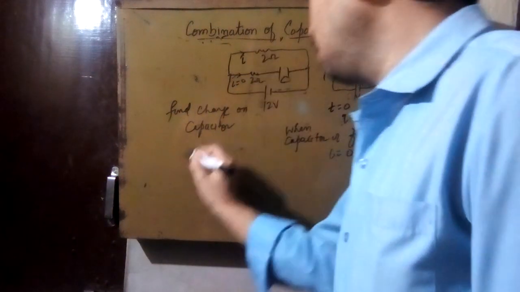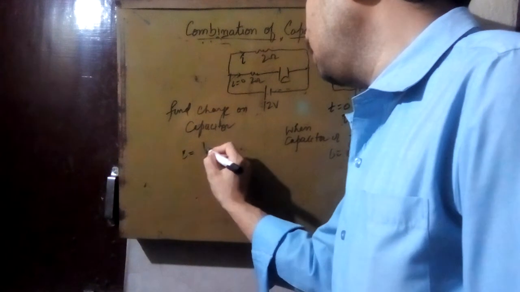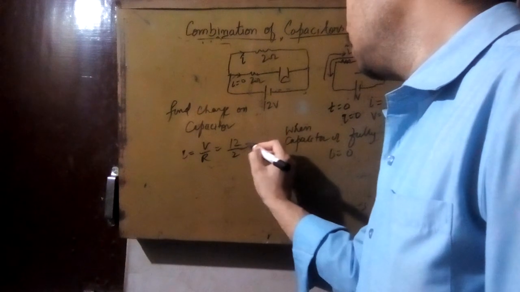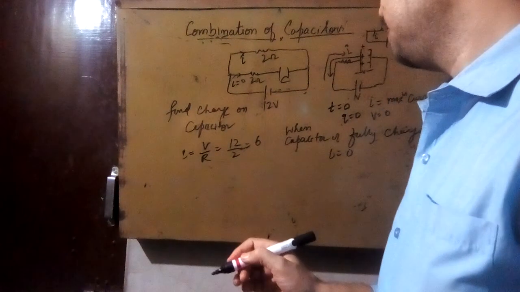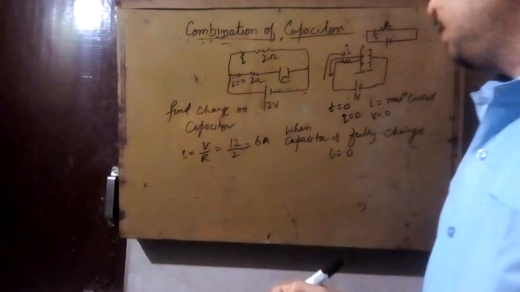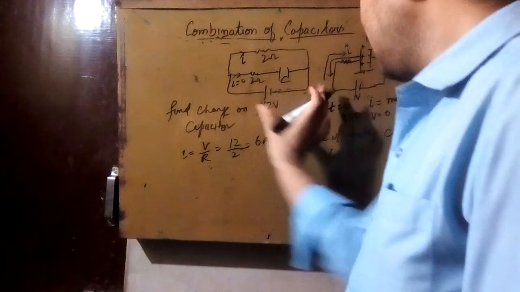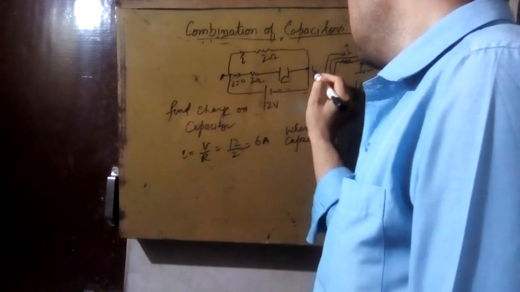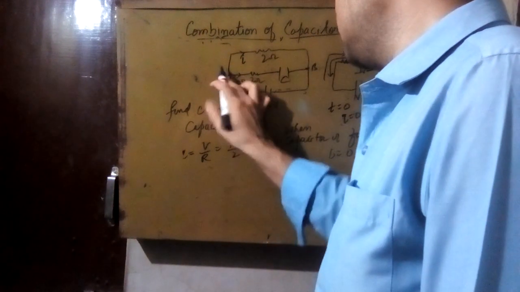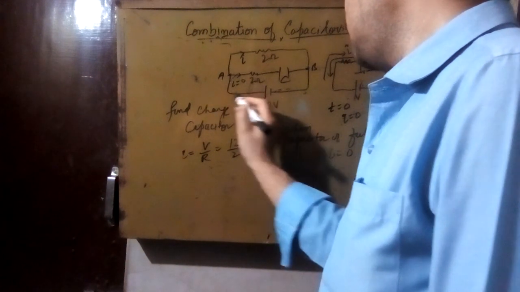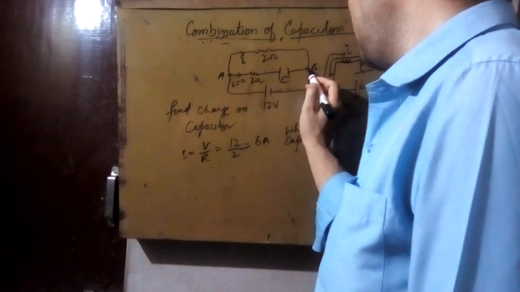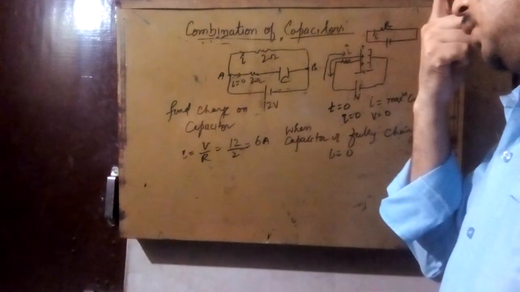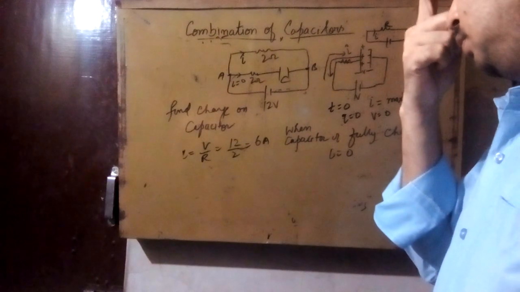So how much current will flow? V = IR, so I = V by R. What is V? 12. What is R? 2. So the current is 6 ampere. Now the voltage across this is 12 volt. The voltage across these two terminals A, B, which is connected in parallel, will also be 12. This is the positive terminal at 12 volt, and this will be at 0 volt. So the voltage across this is 12 volt. Clear?